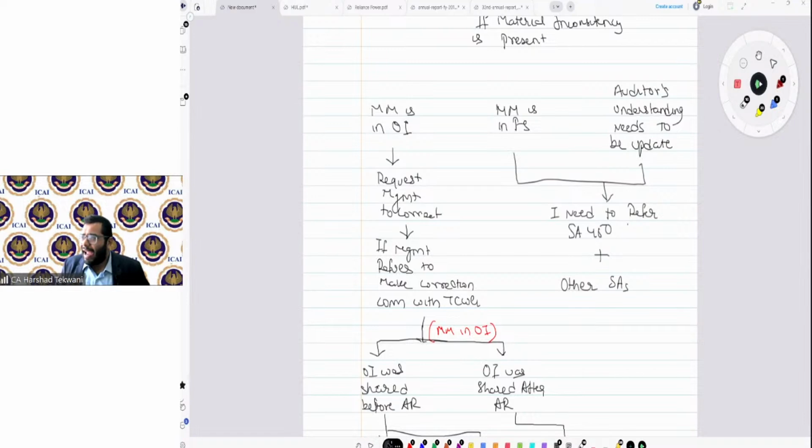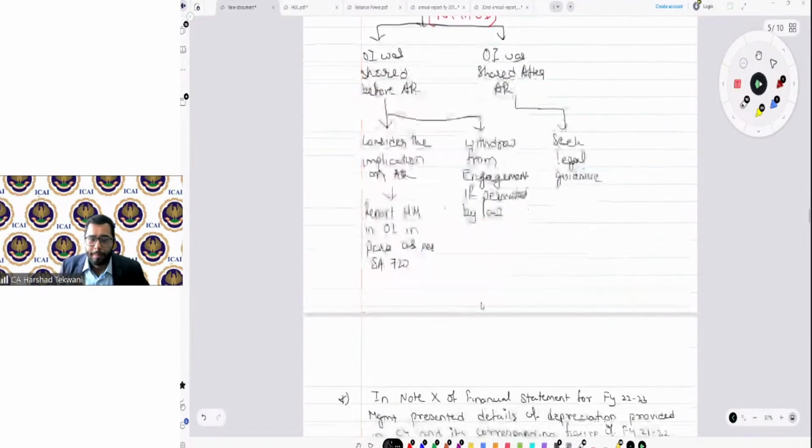So if I identify there is a misstatement in the financial statement or in my understanding, and I have not obtained appropriate and sufficient audit evidence to conclude, then in that case, I need to refer to the other SAs which are already there. Clear?